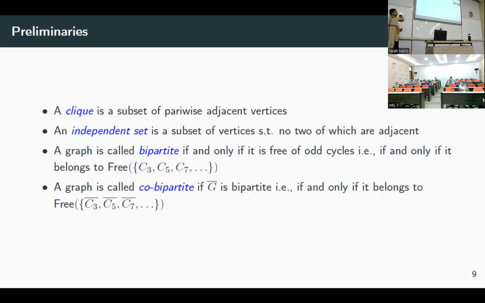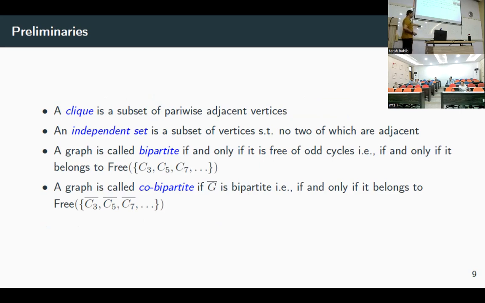Okay. So a clique is basically, we know, a complete subgraph of a graph, or in other words, we can say it's a subset of pairwise adjacent vertices. An independent set in a graph is a subset of vertices such that no two vertices in that set are adjacent to each other, right?